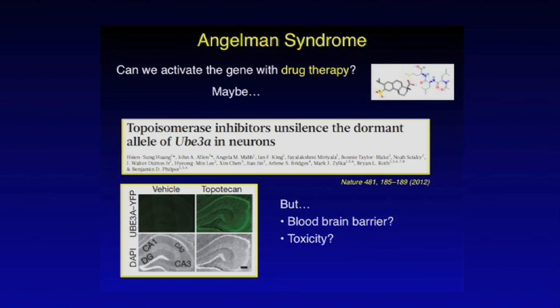You might find one. So in this case, Ben Philpott did a drug screen where they screened a bunch of different kinds of drugs. And they actually found a drug, or a class of drugs, that could activate this UBE3A gene in neurons in cell culture and also in a mouse model of the disease. And this was kind of a surprise. These were actually topoisomerase inhibitors, which is a widely used anti-cancer drug.